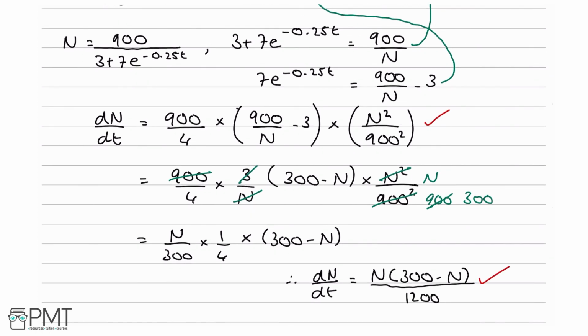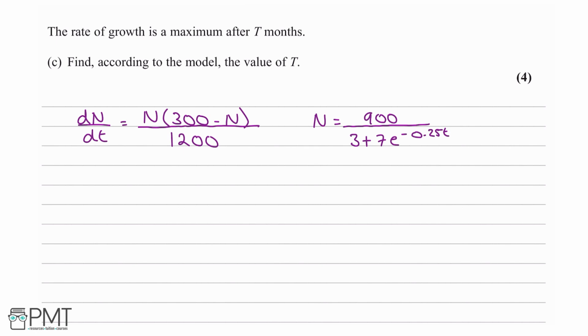Part C has told us the rate of growth is a maximum after t months. Find, according to the model, the value of t, for 4 marks. So when it says anything is a maximum after t months, what it is looking at is that dn by dt equals 0, okay? So what we need to do is look at the graph for when dn by dt is 0. So this means we need to look for when n times 300 minus n equals 0, alright? So if I was to draw the graph, which looks something a bit like this.